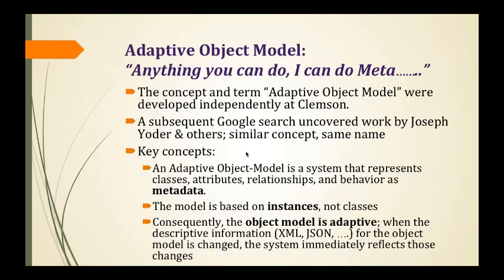Looking around for things called adaptive objects, we discovered that there was a guy named Yoder and some others who had a similar concept with the same name. So our implementation's a little different than what's described in those works, but it's a thought that's floating out there. The key concepts are classes, attributes, relationships, and behavior in an adaptive object model. All those representations are in metadata. The model is based on instances, not classes, and that makes the object adaptive because when the XML, JSON, or whatever descriptive information of the object changes, the system immediately reflects those changes without having to recompile classes and such. It's objects all the way down.